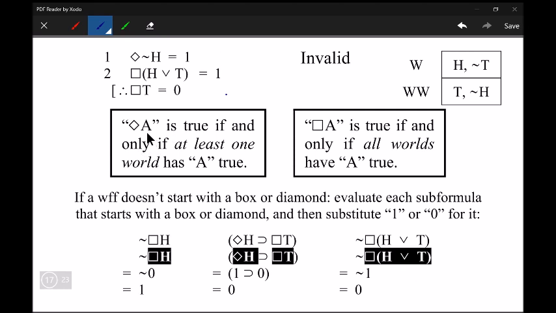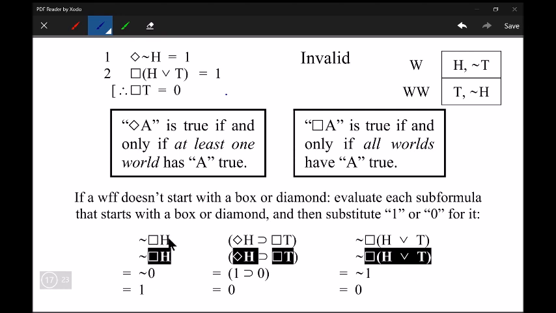Okay. Now, these work if the formula you're evaluating starts with a box or diamond. What if it doesn't start with a box or diamond? Well, evaluate each sub-formula that does start with a box or diamond, and then substitute true or false for it. So suppose you have not necessary H. How do you evaluate this in these possible worlds? Just look at the box H, evaluate that, and then throw in the not. The box H says every world has H. Does every world have H? No, WW doesn't. So box H is false. Now not false is true. There you go.